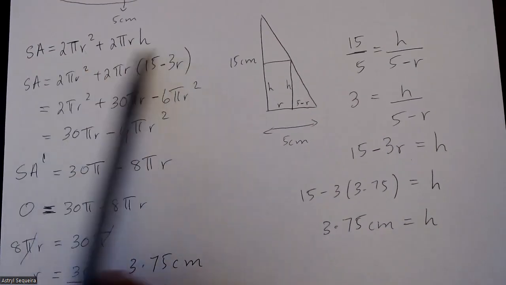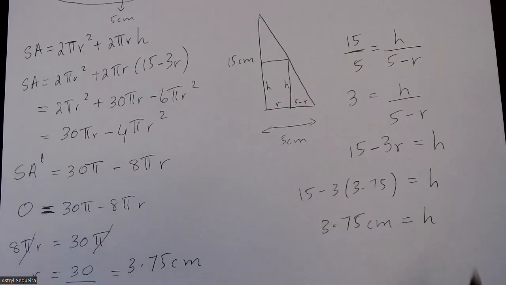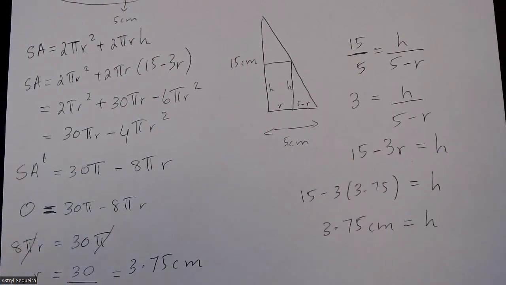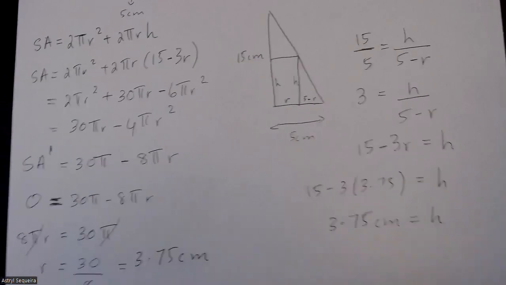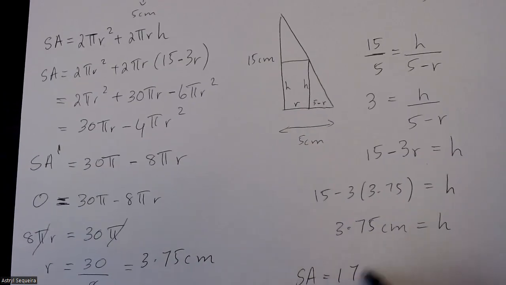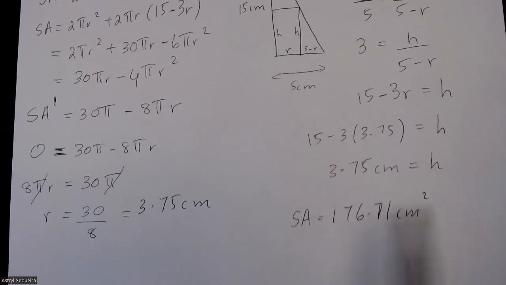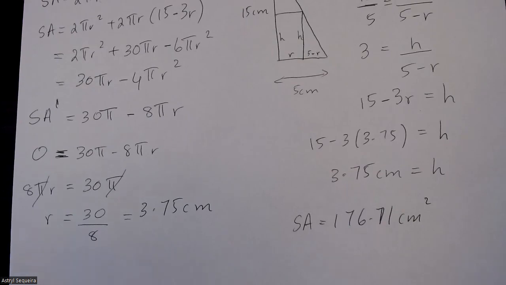And now I can find the surface area by subbing my radius and my height into this equation. So I'll just do that in my calculator. 2 pi 3.75 squared plus 2 pi 3.75 times 3.75, which is basically the same thing. That gives me a surface area of 176.71 centimeters squared. So this is the maximum possible surface area of that cylinder.